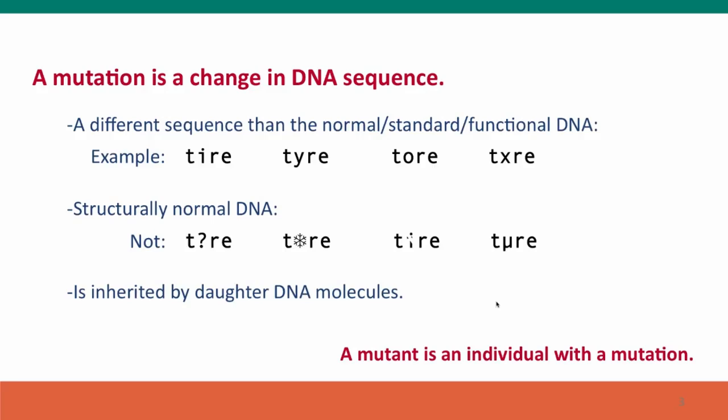A mutant is the other related term. A mutant is an individual that has a mutation. So the mutation is the change. The mutant is the individual or the cell with the change.